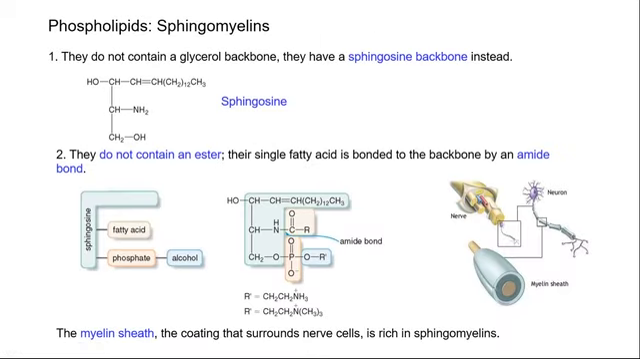So let's come to the sphingomyelin. They do not contain a glycerol backbone. They have a sphingosine backbone, and this is the structure of the sphingosine backbone. You have a fatty acid, a phosphate, and an alcohol. These are very important in the brain and in the nerve cell because they line what is known as the myelin sheath, so they play a major role in the nerve cells.